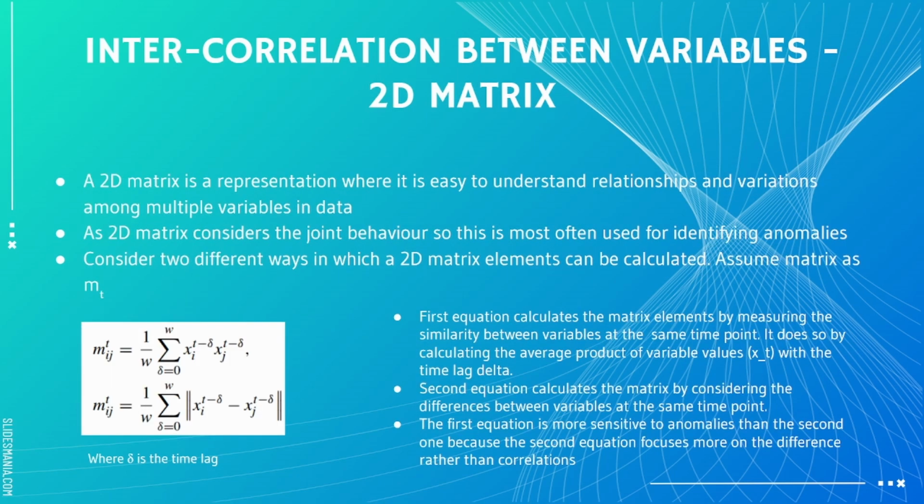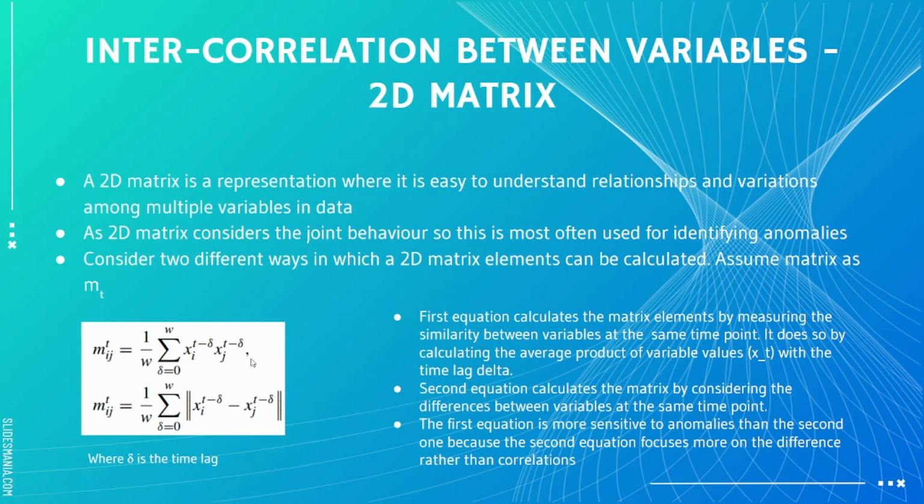A second way to find the correlation between variables is a 2D matrix. A 2D matrix is a representation where it is easy to understand relationships and variations among multiple variables in data. As a 2D matrix considers joint behavior, it is most often used for identifying anomalies. Consider two different ways in which 2D matrix elements can be calculated, assuming the matrix as empty. Now let's see these two equations through which we can calculate each and every element in the matrix.